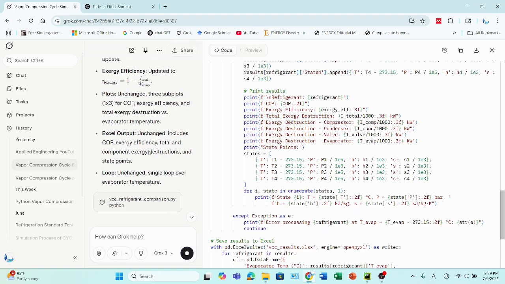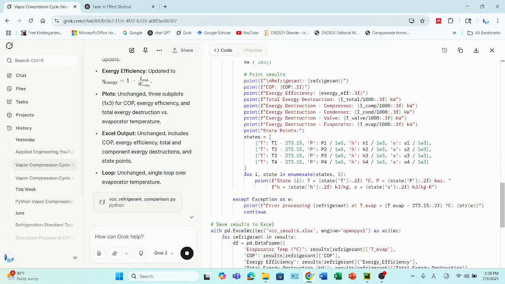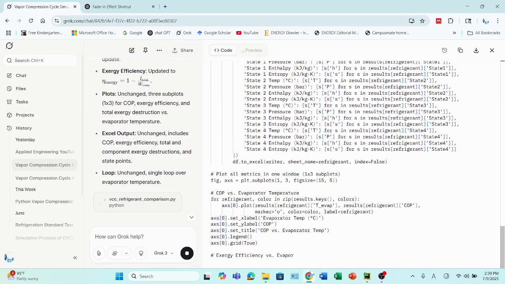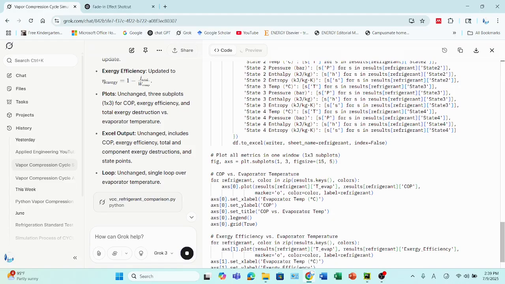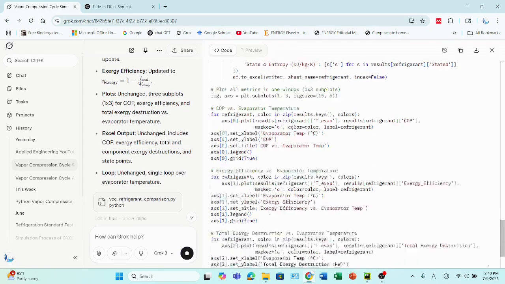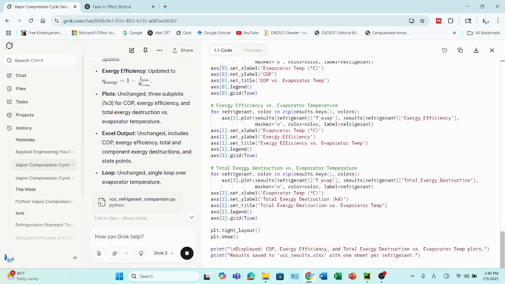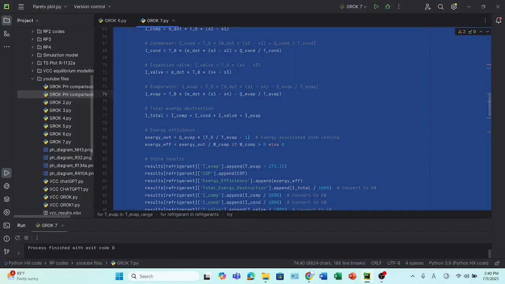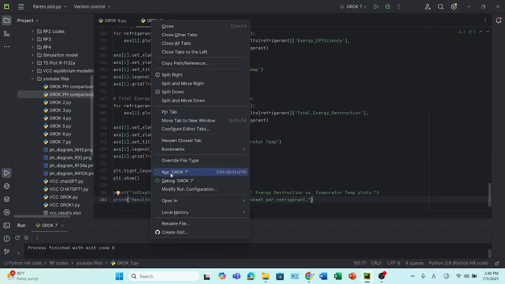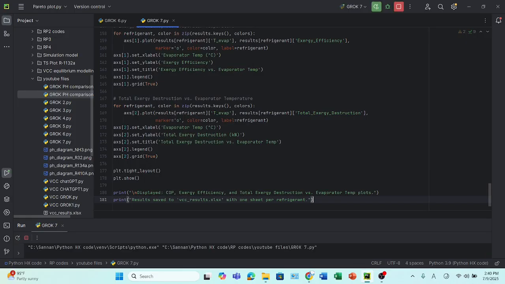Excel output is changed. The loop is similar. It is running in the same way. Here you can see it is writing the code. So we'll just copy this code once it is completed. Yes, so now we can just copy it, paste it, and we will see now what the results are.